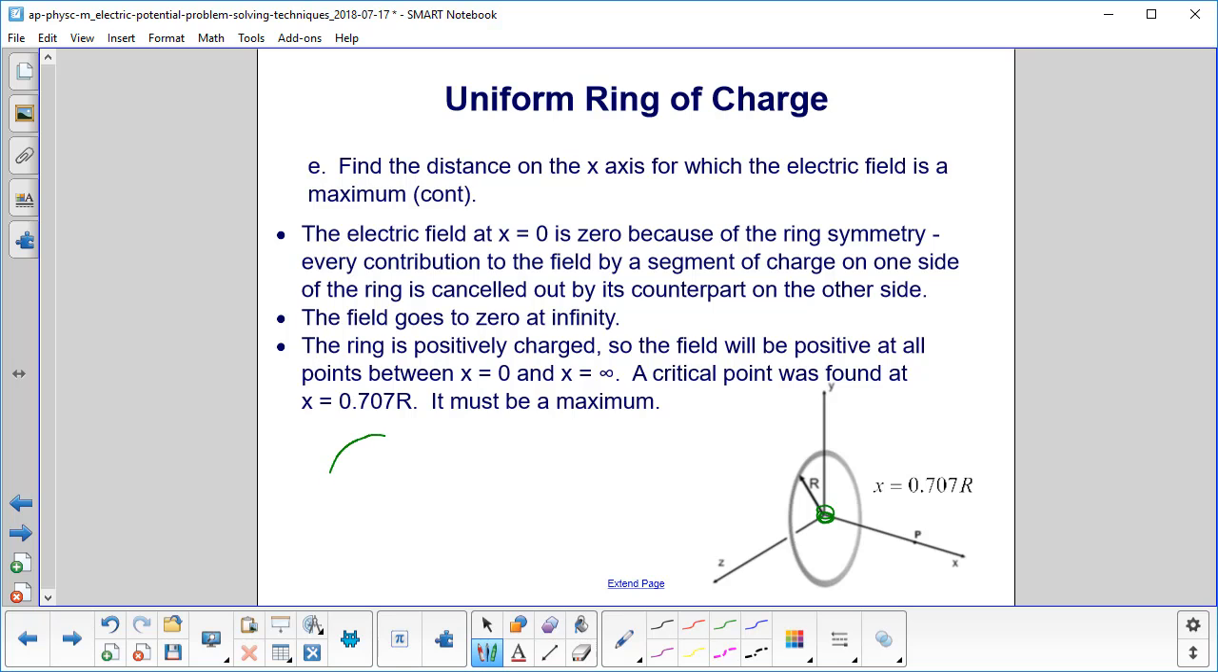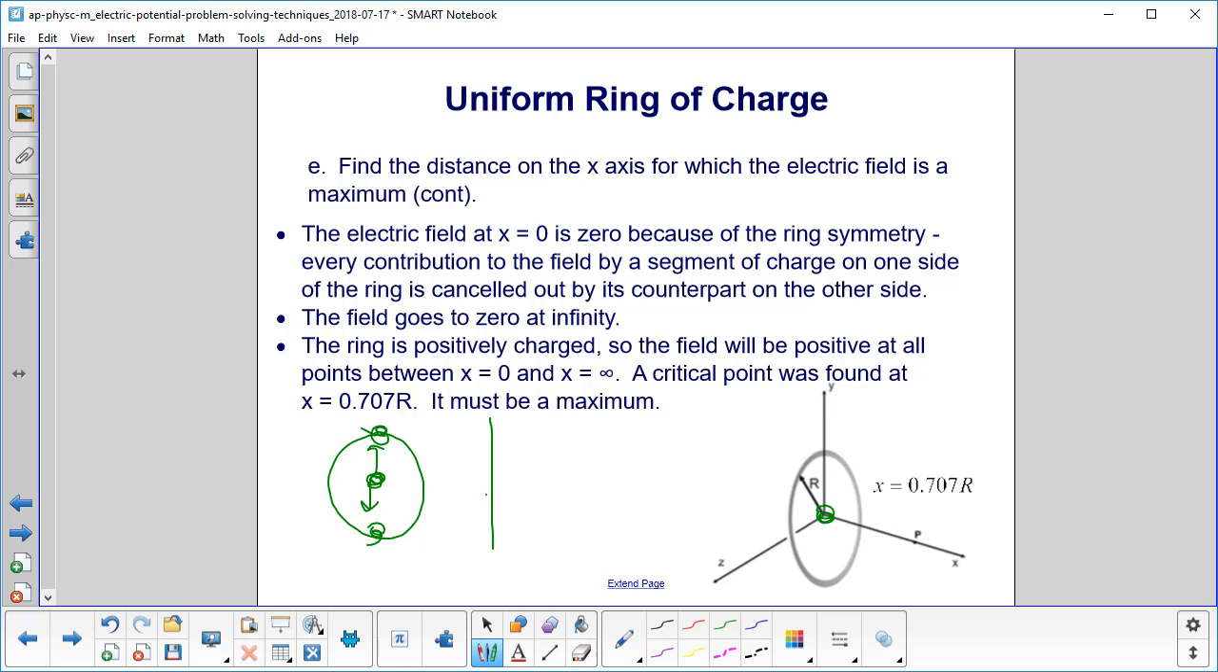So let's sketch a quick picture. Here we're looking at the loop edge on. So we have a positive ring. Let's take 2 points on either side. This one will have an electric field going this way, this one that way. They're the same distance from the center, so they cancel out.